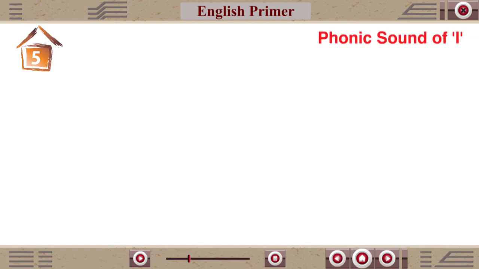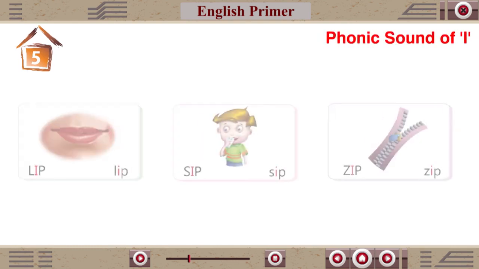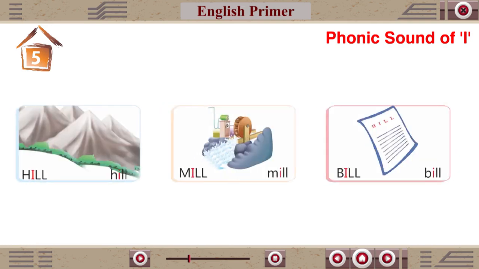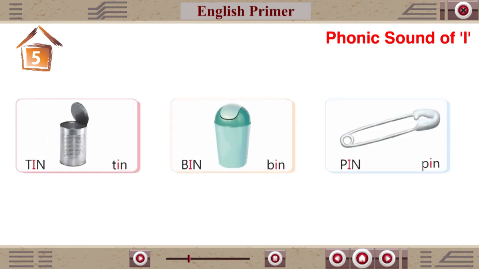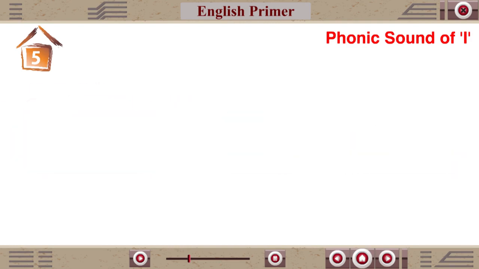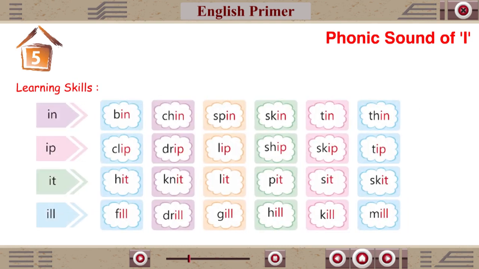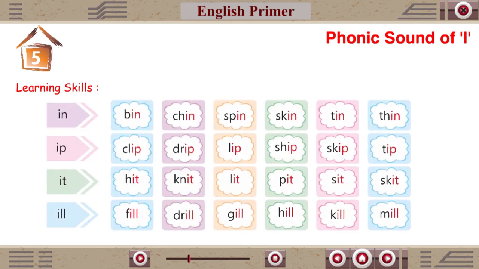Chapter 5. Phonic sound of I. Lip, zip, hill, mill, bill, tin, bin, pin. Learning skills: in, ip, it, ill, bin, chin, pin, skin, thin, clip, drip, lip, ship, skip, tip, hit, knit, lit, pit, sit, skid, fill, drill, gill, hill, kill, mill.